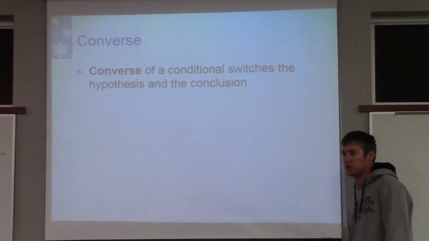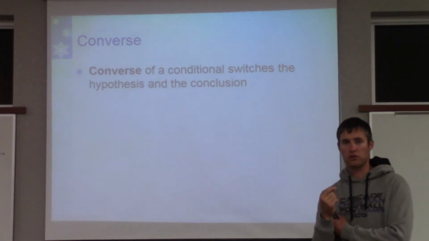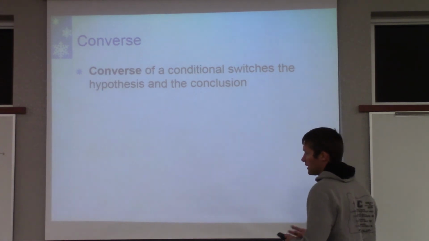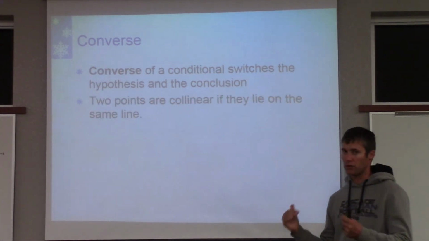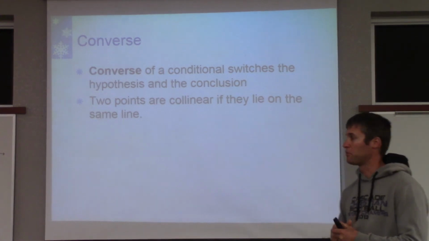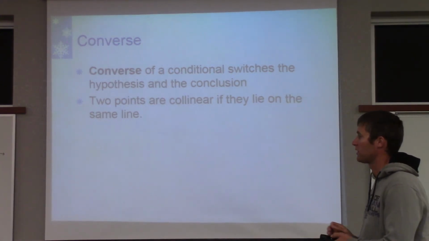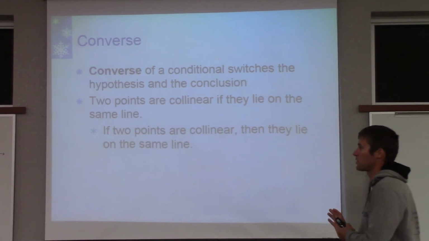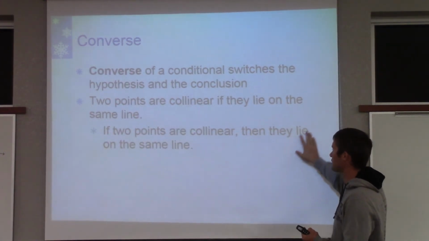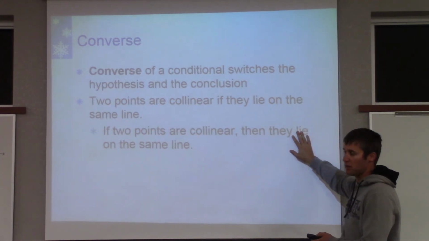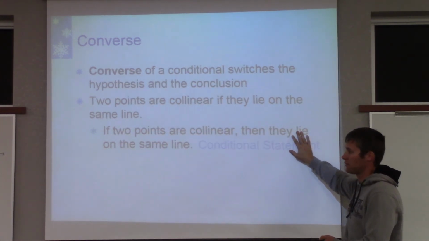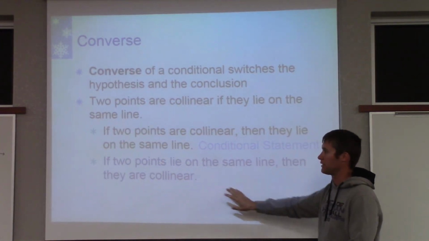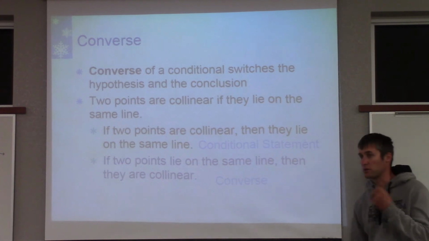Okay, so now we do the converse. The converse is where we switch the hypothesis and the conclusion. Here's an example. First, write this as a conditional statement: if two points are collinear, then they lie on the same line. Now all we're going to do is switch it. This is the conclusion. If two points lie on the same line, then they are collinear. This is the converse. We're just switching the order.